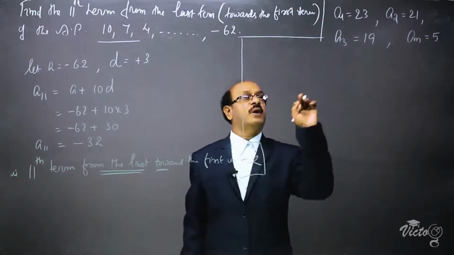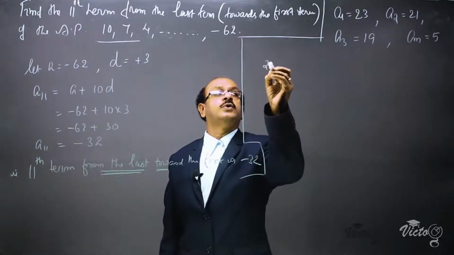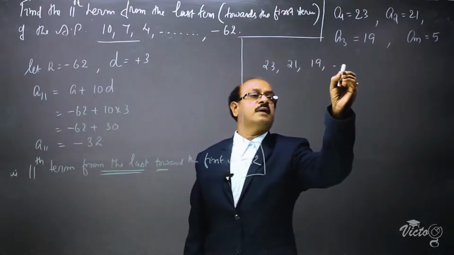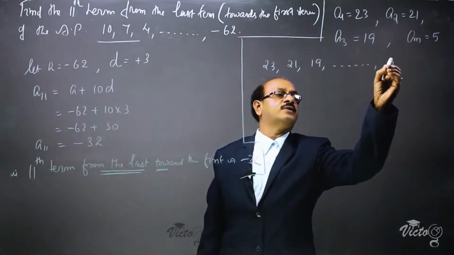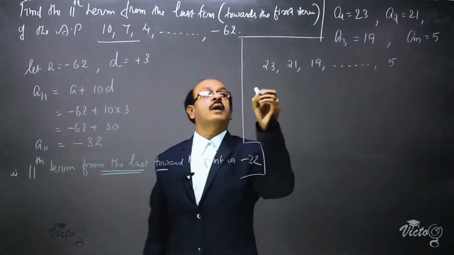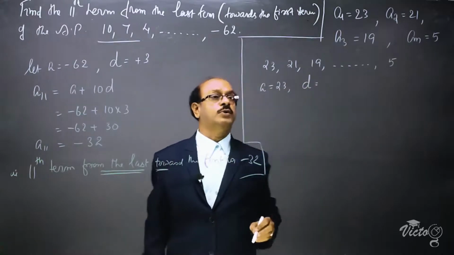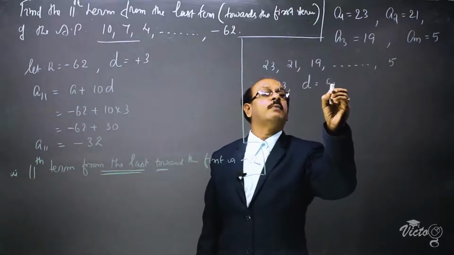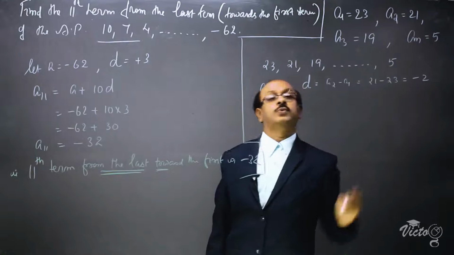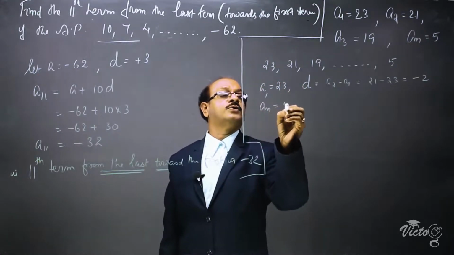That means A1 is equal to 23. We can write down the AP. The AP is 23, 21, 19, etc. The last term is 5. This is the given AP. From this AP, the value of A is equal to 23 and the common difference D is equal to A2 minus A1 is equal to 21 minus 23 is equal to minus 2. And the last term AN is equal to 5.